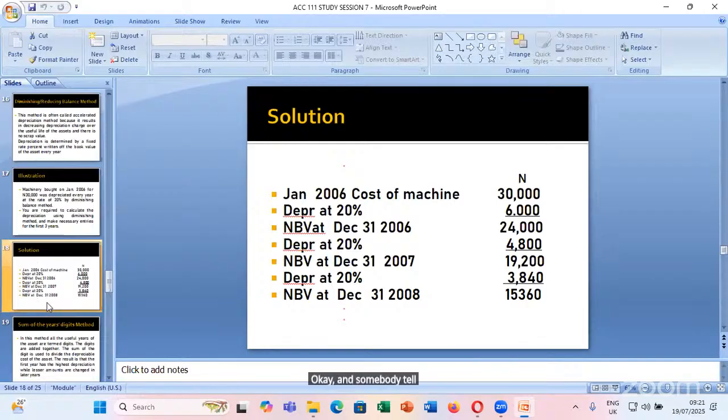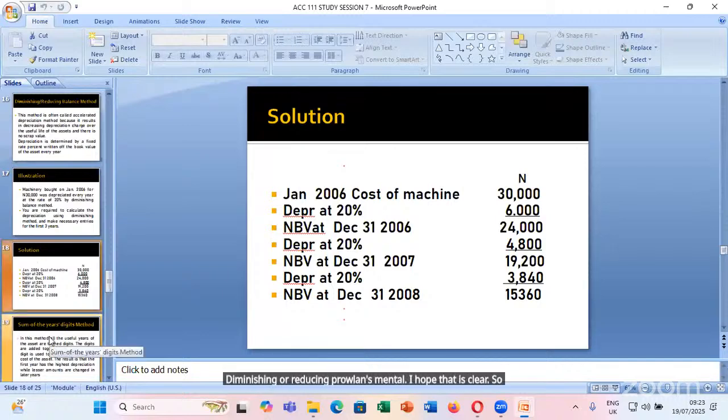Okay. And somebody tell me what is going to be our depreciation for 2009? Can somebody tell me what's going to be our depreciation for 2009? That would be 20% of 15,360. And that will be how much? No, 20% of 15,360 is 3,072. The depreciation charge for that year was 3,072. So that is how to go about the diminishing or reducing balance method. I hope that is clear.